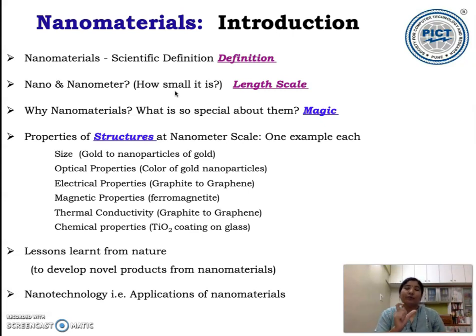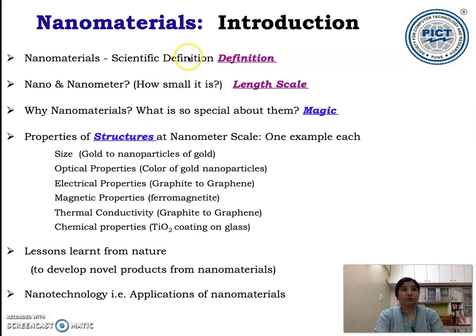The word nanotechnology was coined by Richard Feynman, in his talk at the annual meeting of the American Physical Society in 1959, entitled "There's Plenty of Room at the Bottom," and from then onwards people started using the word nanotechnology. And more recently, in 1996, the invention of the carbon nanotube by a group of people at Rice University got the Nobel Prize in Chemistry.